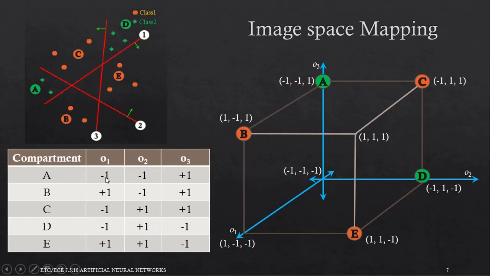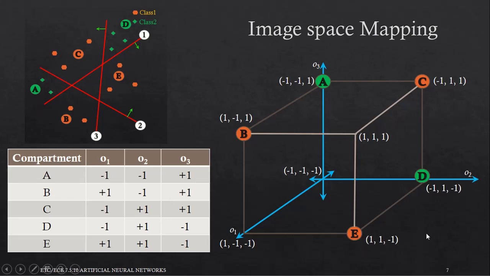Compartment A from the pattern space gets mapped to the vertex -1, -1, 1 in the image space. Compartment B gets mapped to the vertex 1, -1, 1. Compartment C gets mapped to the vertex -1, 1, 1. Compartment D gets mapped to the vertex -1, 1, -1. And compartment E gets mapped to the vertex 1, 1, -1 in the image space.